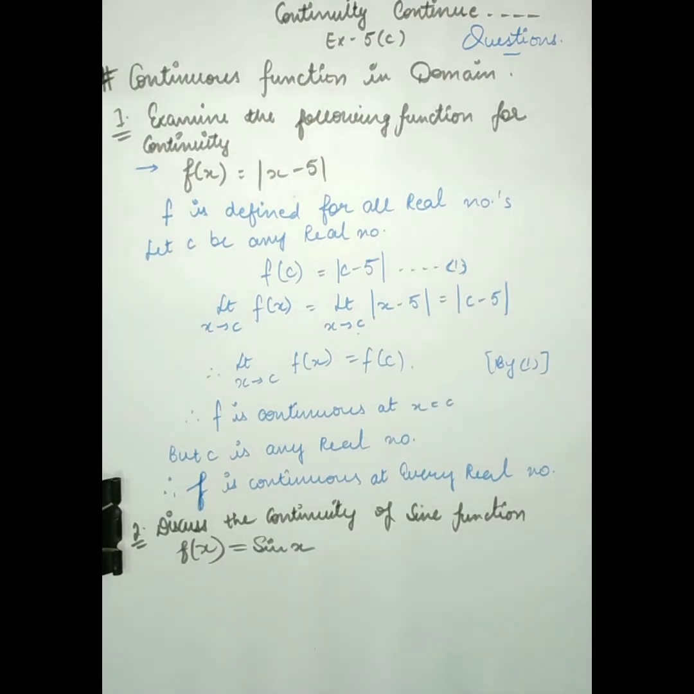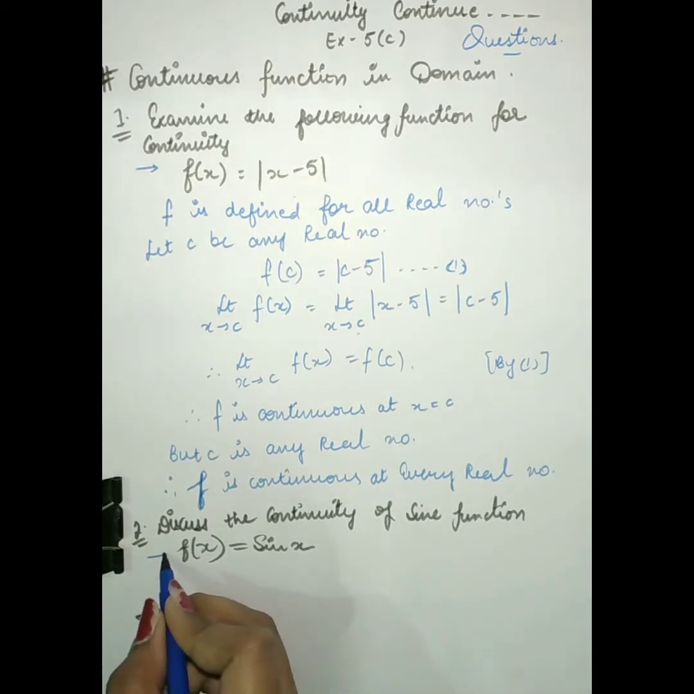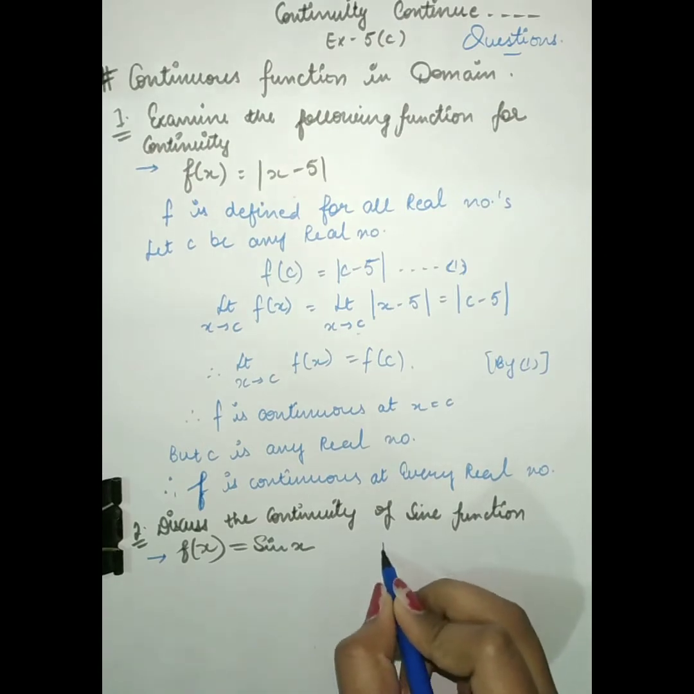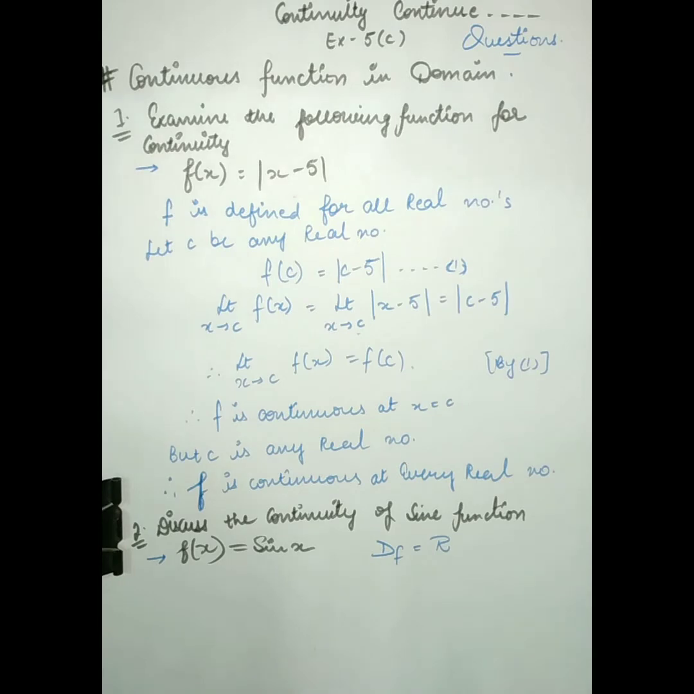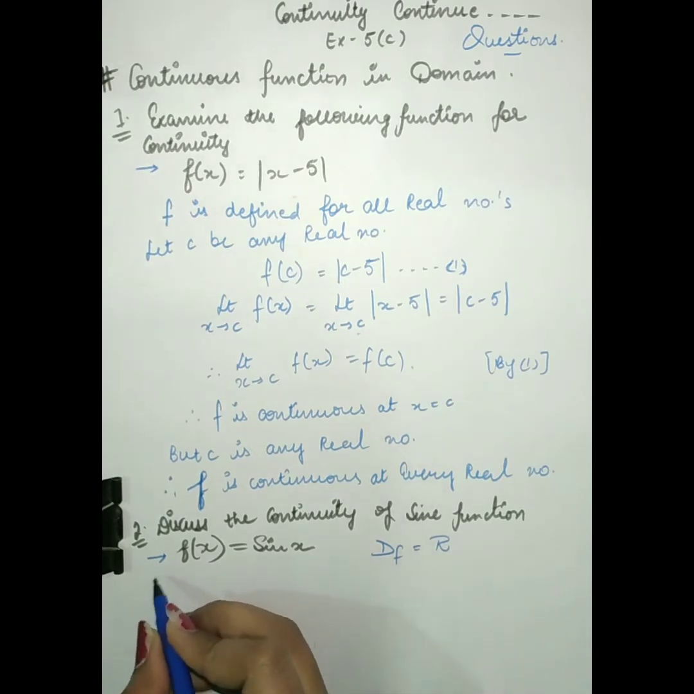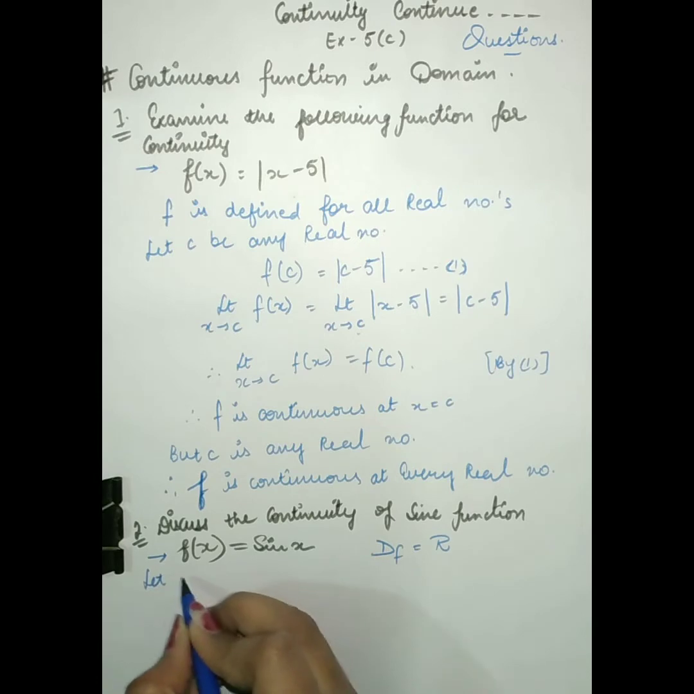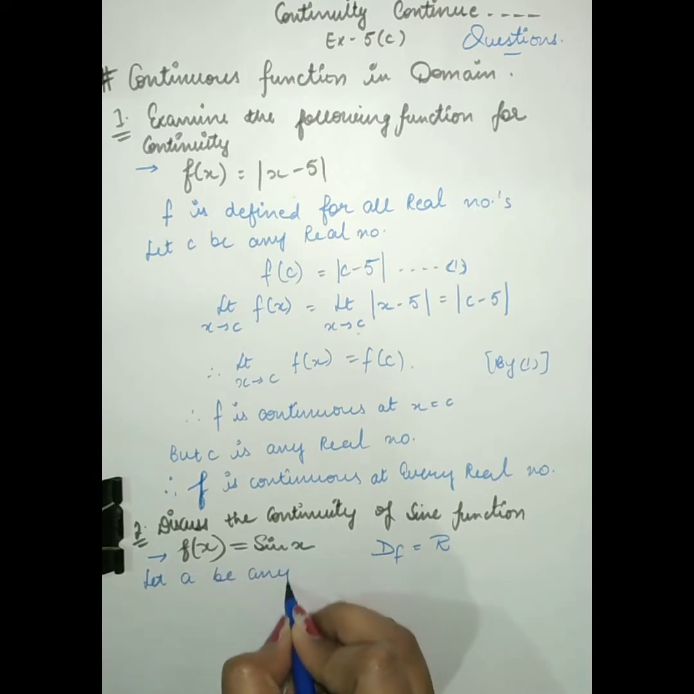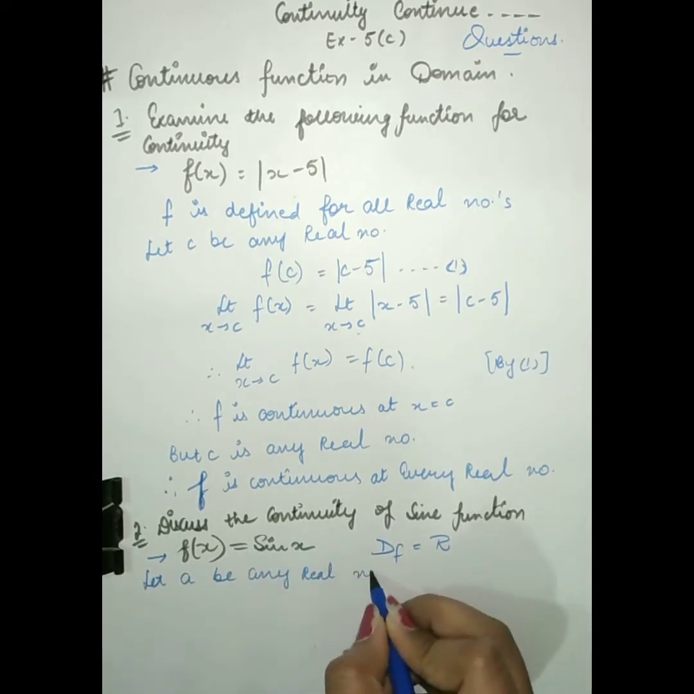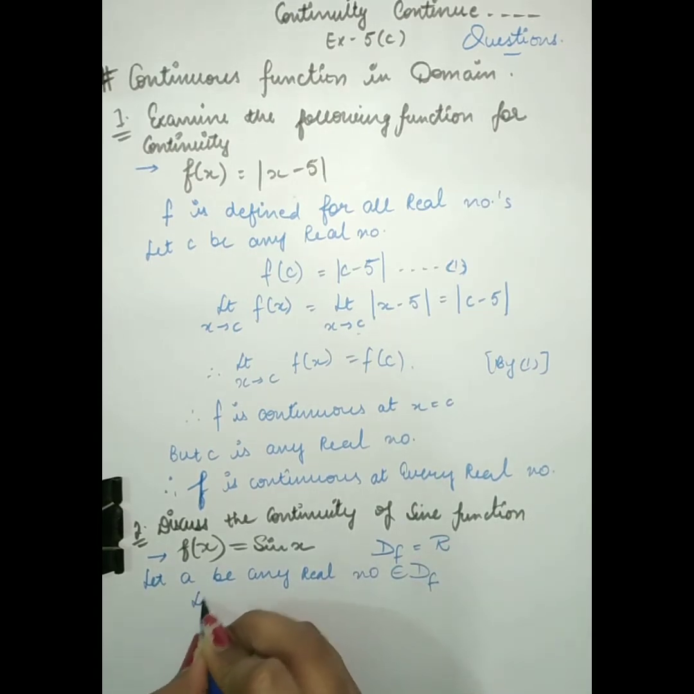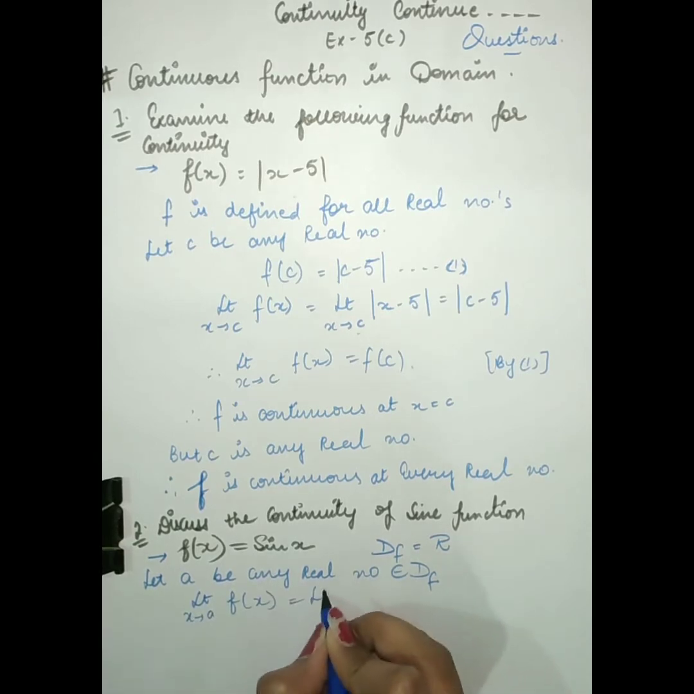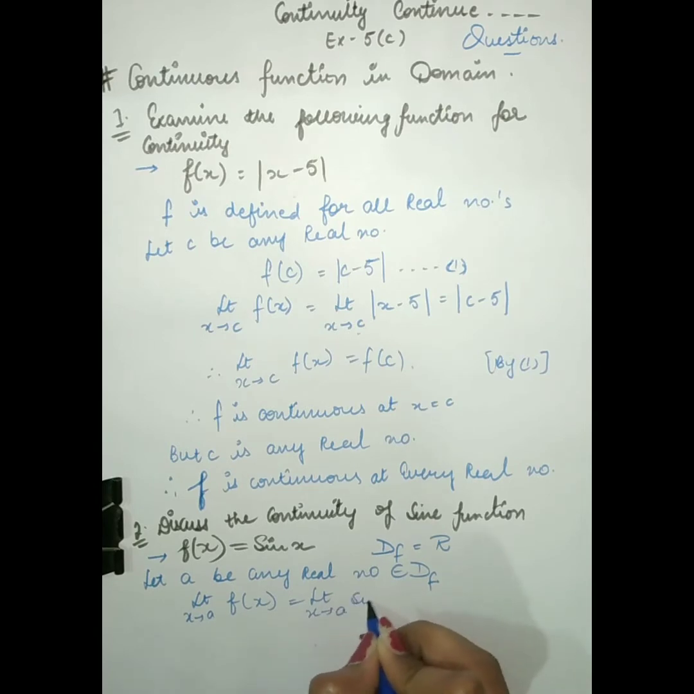Now second question is, discuss the continuity of the sine function. That means f of x will be equals to sine x, where domain will be equals to all the real numbers. So now let a be a real number which belongs to domain of the function. Now we have to take the limit x approaches to a, f of x will be equals to limit x approaches to a of sine x.